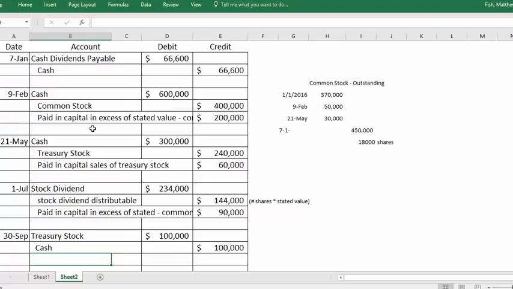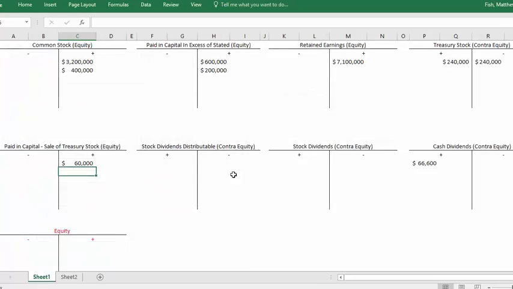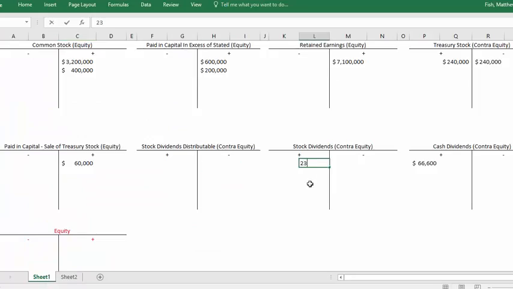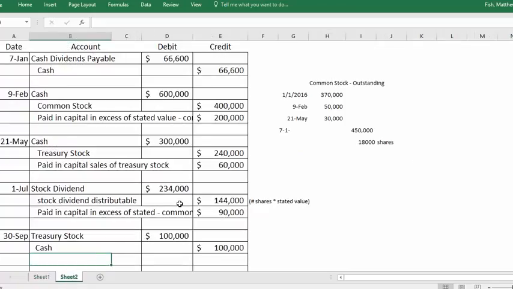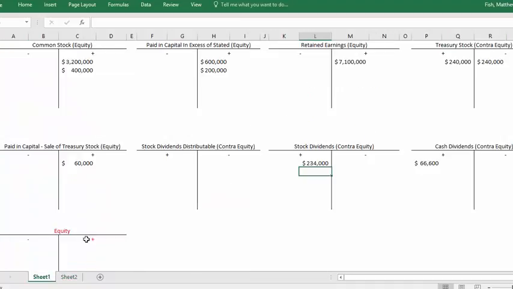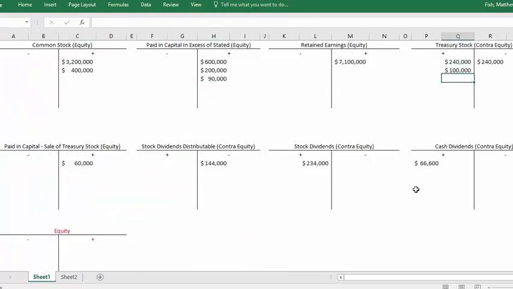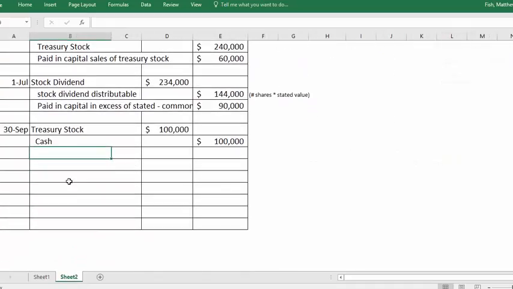It might be bothering you that I didn't post these transactions to the T account, so why don't we go ahead and go back and do that. I think I left off at the 240 and the 60. Yep, I got the 60 and the 240. So we would take the 234 to the stock dividend account. Okay, and we would take this 144, the stock dividend distributable, put it there, and we take the $90,000 of paid-in capital in excess of the stated value. So I think that was 90,000. Okay, there I've posted that one. And then the $100,000 goes to the treasury stock. So again, we have a balance in that account. We're not posting the cash transaction. We can move on to the next transaction, which happens on December 15th.